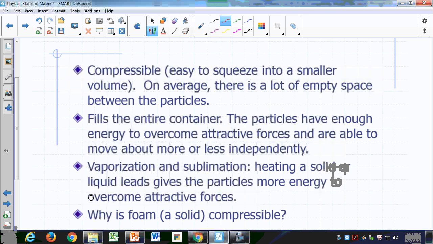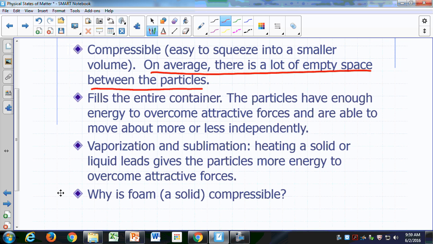The reason for that is, on average, we've seen that there's a lot of empty space between the particles. Why does a gas fill the entire container? Well, particles have enough energy to overcome attractive forces. For example, in air, the average distance between the air molecules is at least 20 times the size of the molecules themselves. They're very far apart, so the attractive forces are minimal, and they have enough energy to overcome those attractive forces. So they move more or less independently.